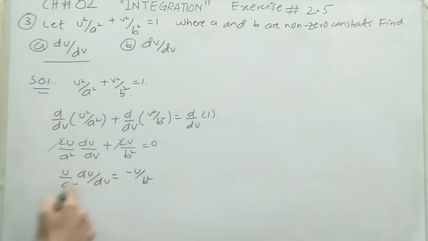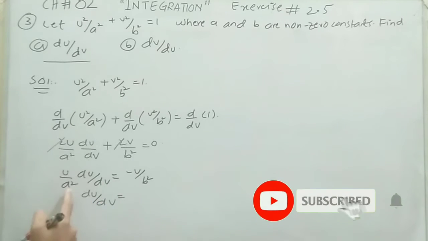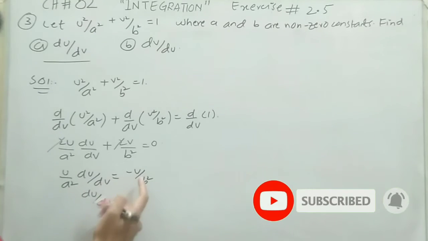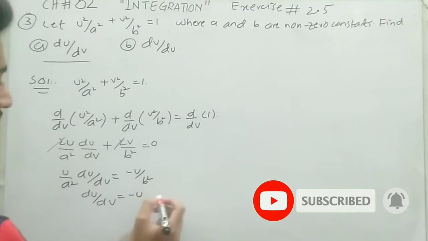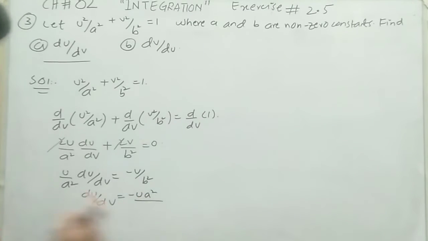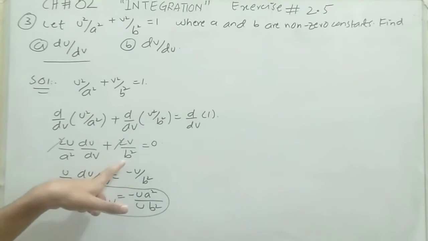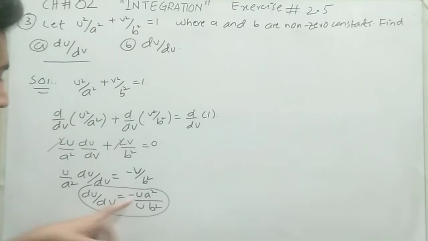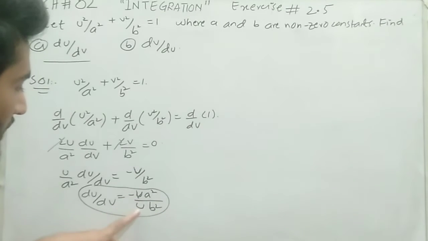Now shift u divided by a square to the right hand side, so it becomes du by dv will be equal to, here it is a square in denominator, so by moving to this side it becomes in the numerator, minus v a square divided by, here u is in numerator, so by shifting to the right hand side it will move to the denominator, so u and b square. So this is the required derivative du by dv, which is equal to minus v a square divided by u b square.